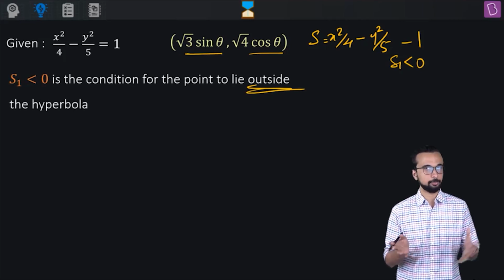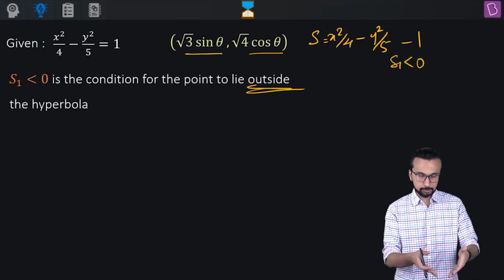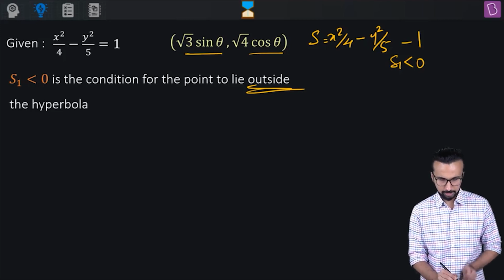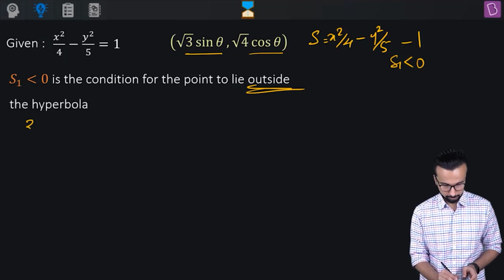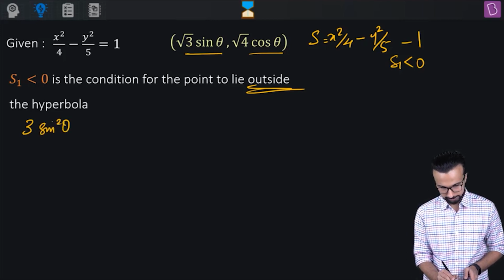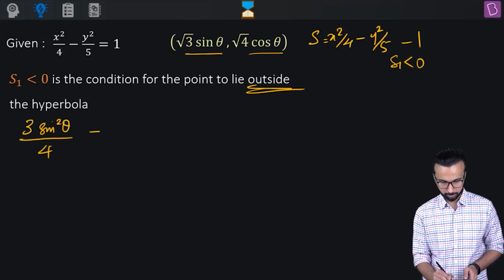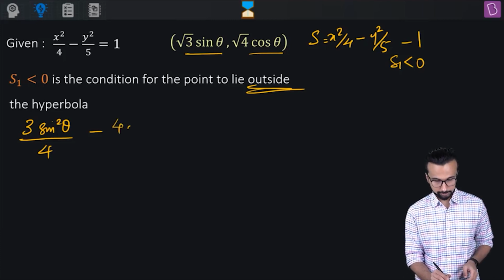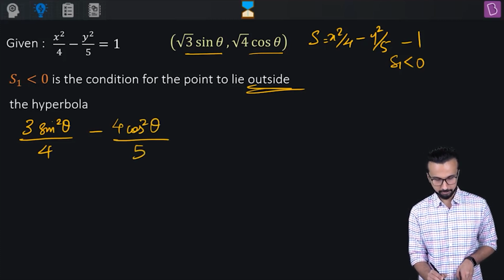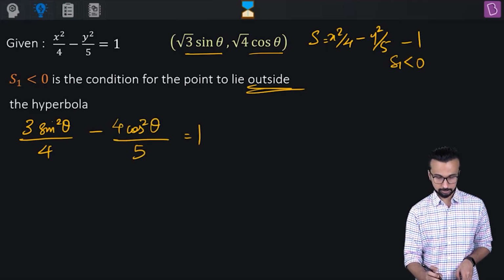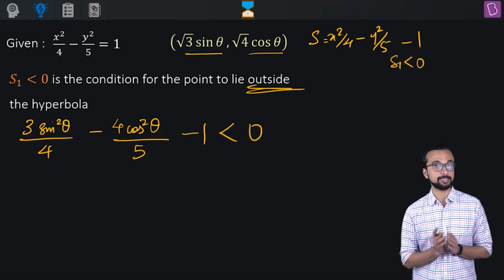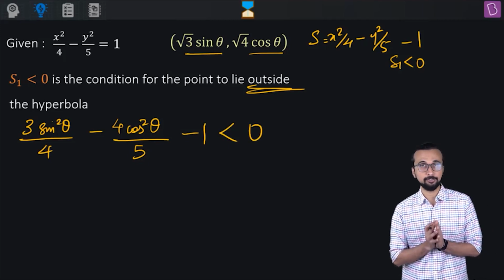So here it's given that the point already lies outside the hyperbola. So let's put this point into this equation. What do we get? x square becomes root 3 sin theta the whole square, which becomes 3 sin square theta. So x square by 4 minus y square by 5. y square would be 4 cos square theta, because y is root 4 cos theta, divided by 5 minus 1 will be less than 0, because this point is already given to us as lying outside this hyperbola.